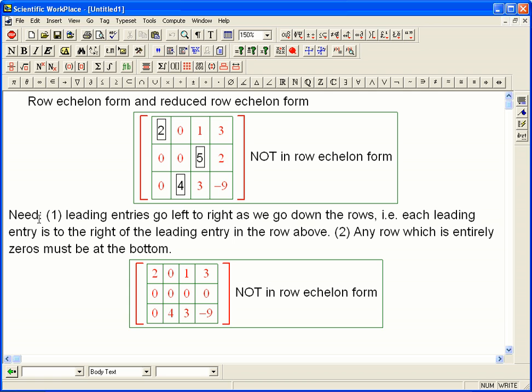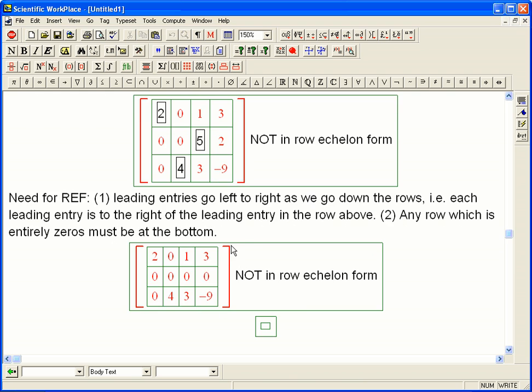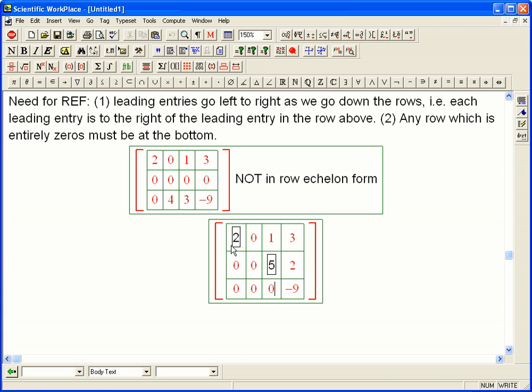So that's what I need for row echelon form, not reduced. The leading entries go left to right. It's sort of a stair-step pattern, and any row which is entirely zeros must be at the bottom, below any non-zero rows. Okay, so one that is in row echelon form would be like this. That one. Now this one is a pivot because it's a leading non-zero entry. That's an augmented matrix for a 3x3 system that is in row echelon form.